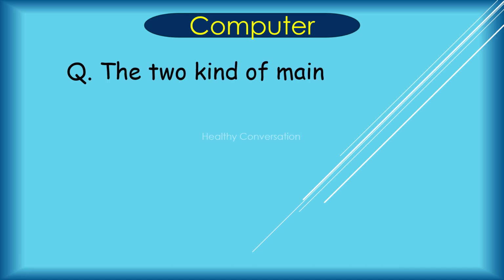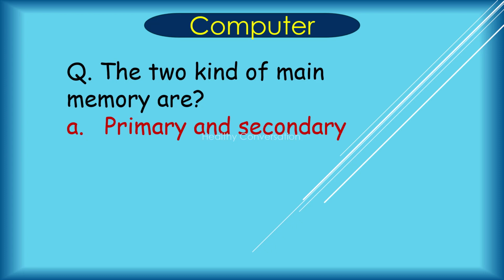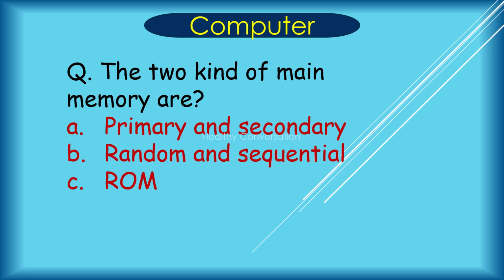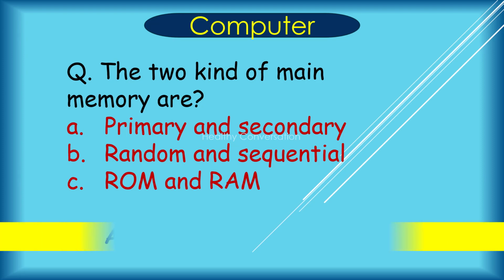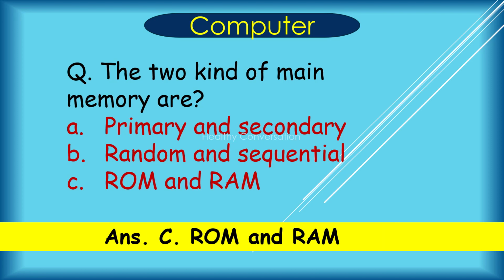Question. The two kinds of main memory are A. Primary and secondary, B. Random and sequential, C. ROM and RAM. Correct answer is C. ROM and RAM.